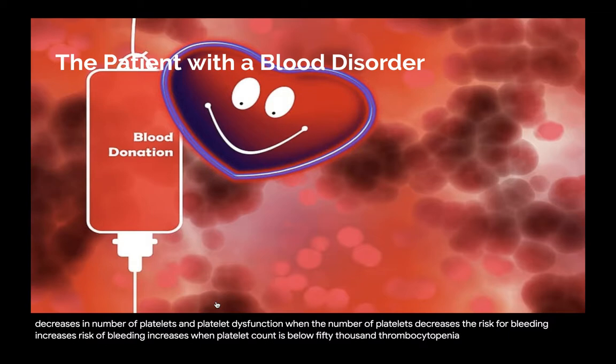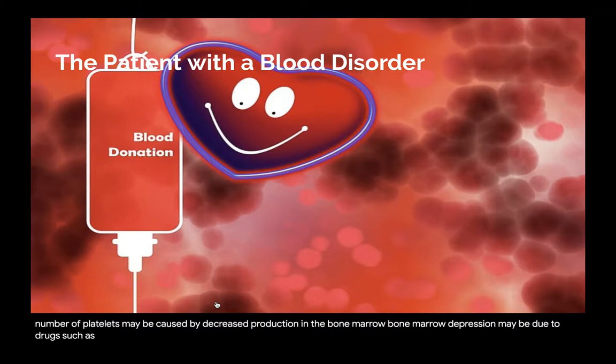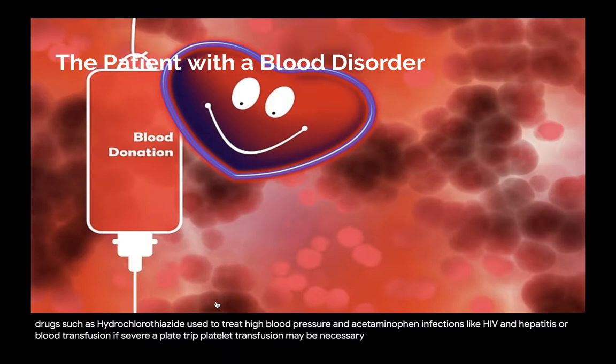Thrombocytopenia, decrease in platelets. A low number of platelets may be caused by decreased production in the bone marrow. Bone marrow depression may be due to drugs such as hydrochlorothiazide used to treat high blood pressure and acetaminophen, infections like HIV and hepatitis, or blood transfusion. If severe, a platelet transfusion may be necessary.